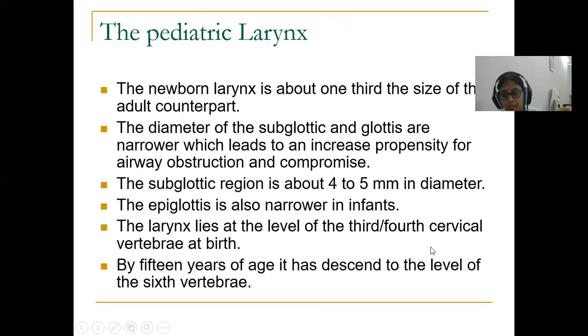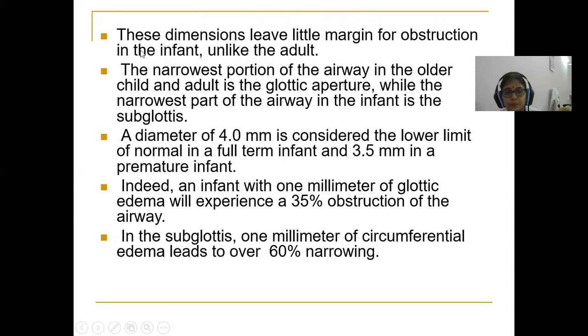The larynx usually lies at the level of 3rd or 4th cervical vertebra at birth. That is the lower limit, what I'm saying. By 15 years of age, it has descended to the level of the 6th cervical vertebrae. These dimensions leave little margin for obstruction in the infant, unlike the adult. The narrowest portion of airway in older child and adult, as we all know, is the glottic aperture, but the narrowest part of airway in infant is the subglottis.